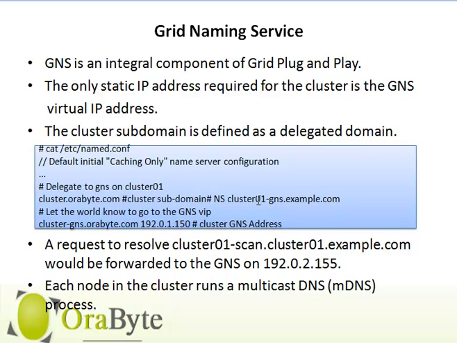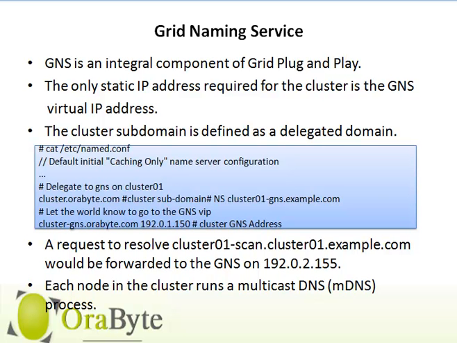And then you have cluster-gns.orabyte.com, which is your cluster GNS static IP address. So when the clusterware is trying to resolve an IP, it knows, when you restart a node, it needs to get an IP, right? It has to contact GNS and say, give me IPs for VIPs and private interconnects. It has to find that GNS address, and this is how it's going to find it.